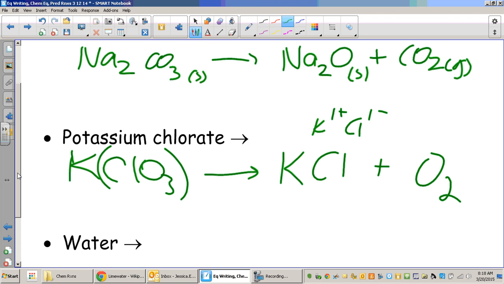Balance. 2 here and 3 here and a 2 here, good. Because you had 3 oxygens, you had 2, so you had to multiply by their opposites. Once you messed up the potassium chloride, you had to add a 2 to the other side as well.